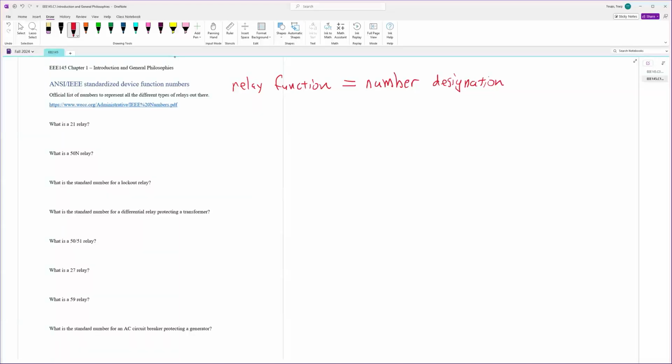ANSI and IEEE are not corporations, but groups in the United States that banded all electrical engineers together. And we, as a group, said, let's standardize the playing field. A 21 relay means this for everybody in the United States. A 50N relay means this for everybody in the United States. That way, when I say 21 relay, you know what a 21 relay is. They know what a 21 relay is. Everybody knows what a 21 relay is.